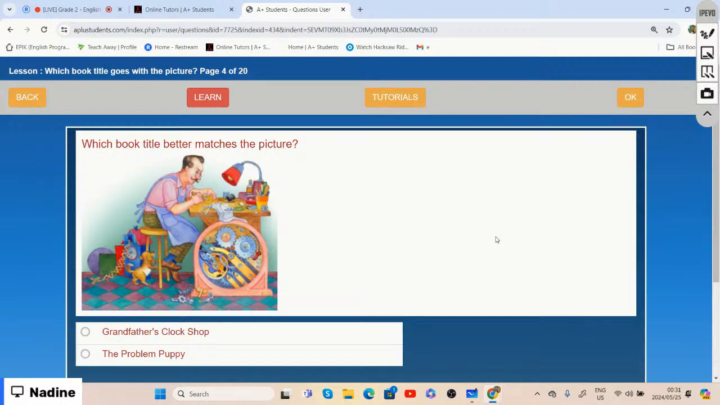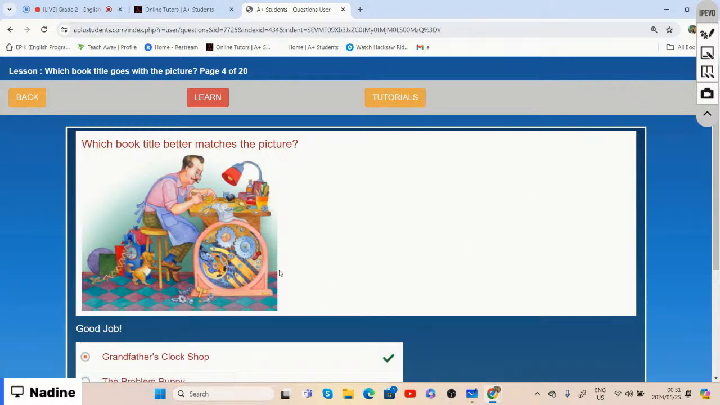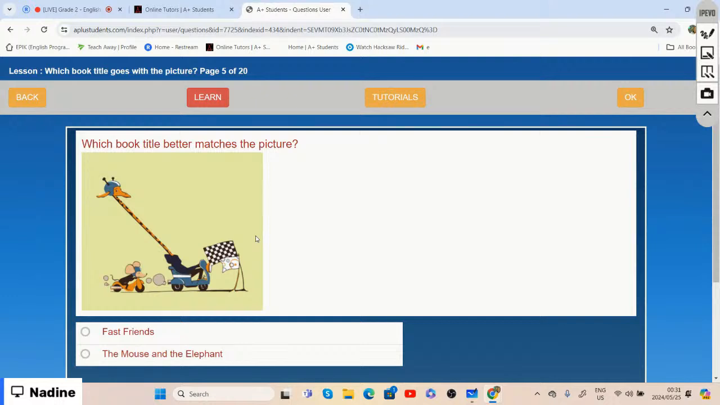So, which means that it's not The Problem Puppy, but it is Grandfather's Clock Shop. Especially if you look at the leg of the table, right? It looks like he's busy with some big clock or something. So well done. Grandfather's Clock Shop is correct. All right, we're going on to the next one.